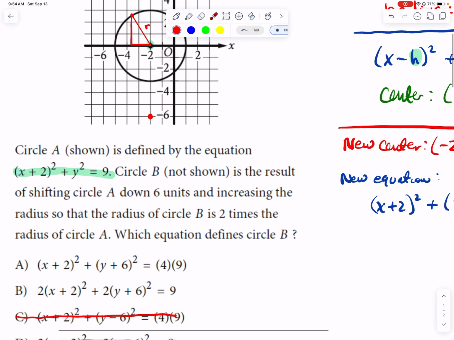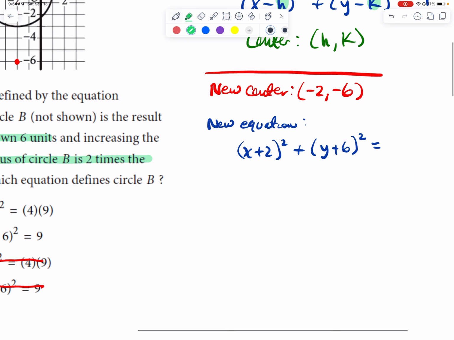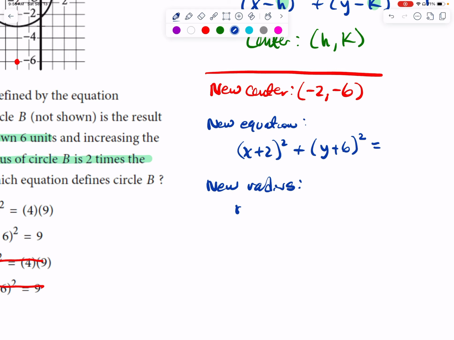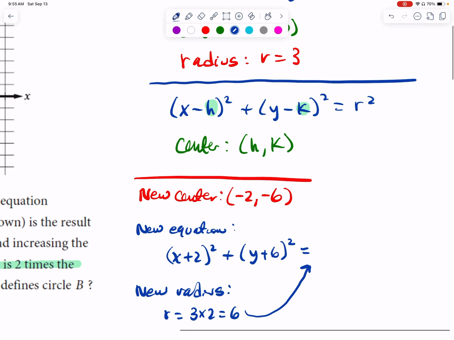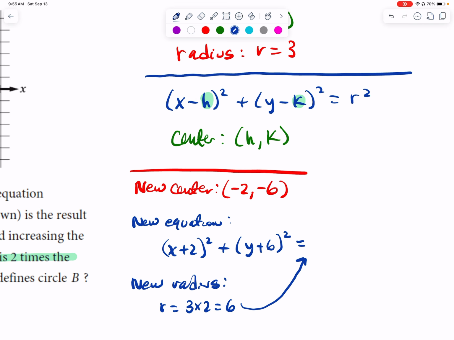Okay, so let's go back to what it says in the words here. So we moved this thing down 6 units, which gave us answer choice A or B. And then it also says the radius is 2 times the radius of the original one. Okay, so if our radius, new radius, our radius was, r is equal to, what was it, 3? And I multiply that by 2, and I get a 6, a radius of 6. And then whenever I put this in over here, again, it's like our c squared in the Pythagorean theorem. This should be 6 squared, which is 36.